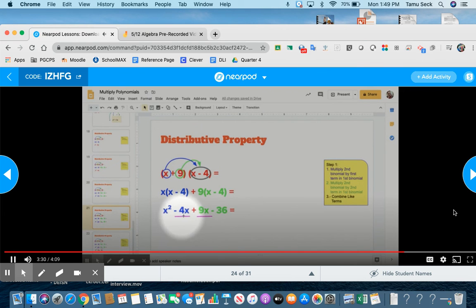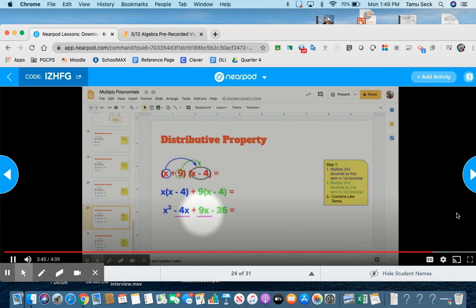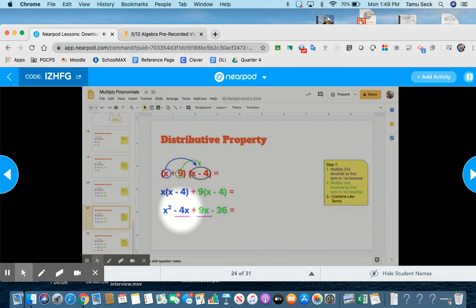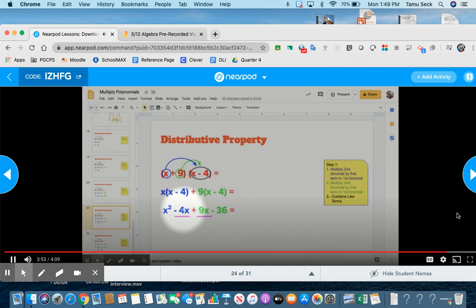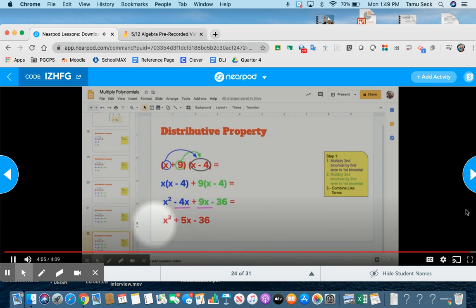And that equals, well, now I'm underlining the like terms, because the third step is to combine like terms. So minus 4x plus 9x are like terms. And when we combine like terms, we are going to actually combine the coefficients. Minus 4 plus 9. And minus 4 plus 9 is equal to 5x. So the solution is x squared plus 5x minus 36.